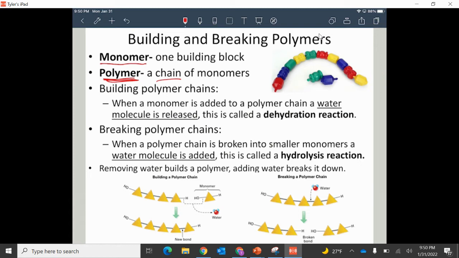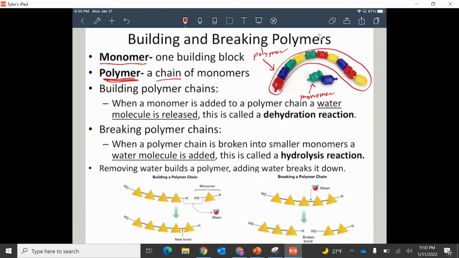You'll see me in class, I tend to use those connect beads, or whatever you called them when you were a kid. We've all played with those when we were kids. Think of one of those as a monomer and a chain of those as a polymer, okay? And a chain of those blocks is going to make something that our cells need, okay?